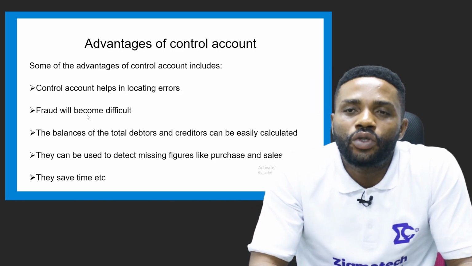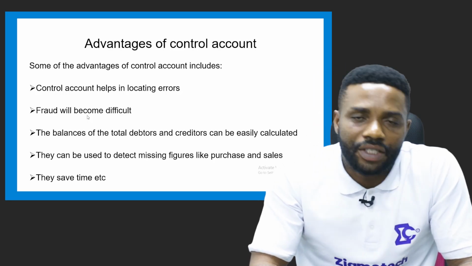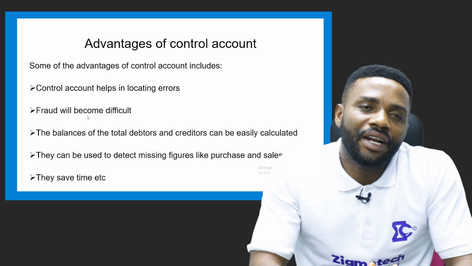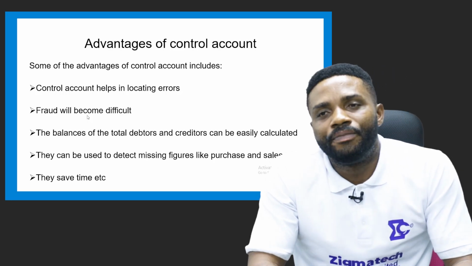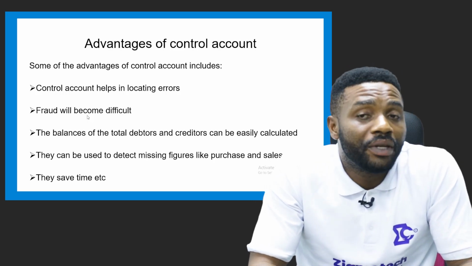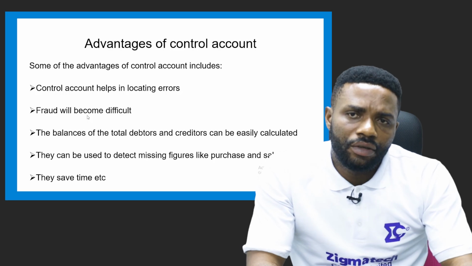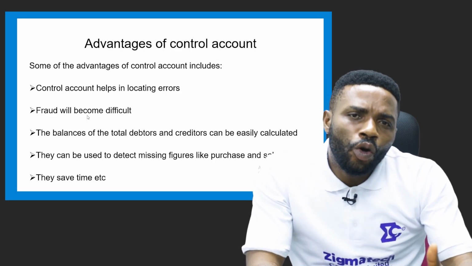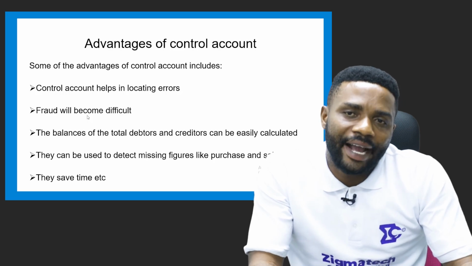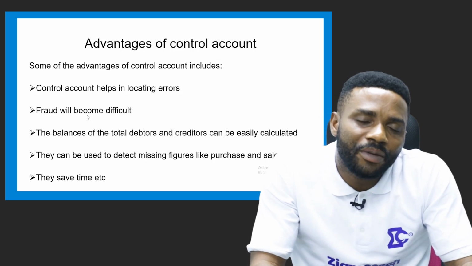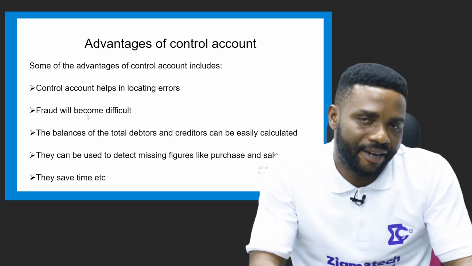They can be used to detect missing figures like purchases and sales. Now, there is a record that is called an incomplete record. When an account does not go through the dual aspect concept of accounting, such an account is called single entry.